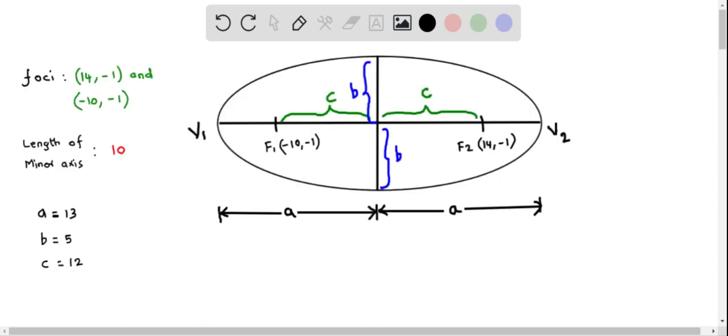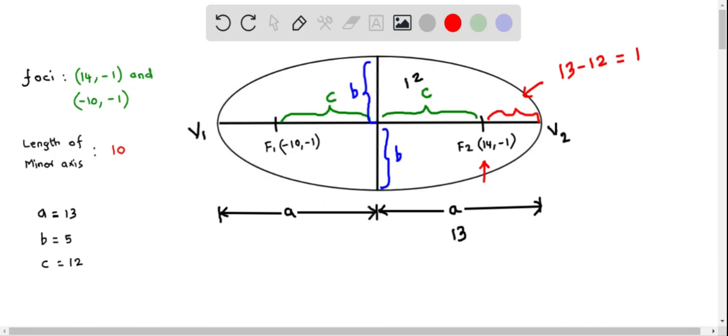Now let's see how to determine the coordinates of the two vertices. Since we have determined a equals 13, we can see that this distance is 13 and c equals 12, that is, this distance is 12. And therefore, we can determine this distance. Diagrammatically, this distance is 13 minus 12, and this equals 1 unit. And this means the vertex 2 is at a distance of 1 unit to the right of the focus whose coordinate is (14, -1).